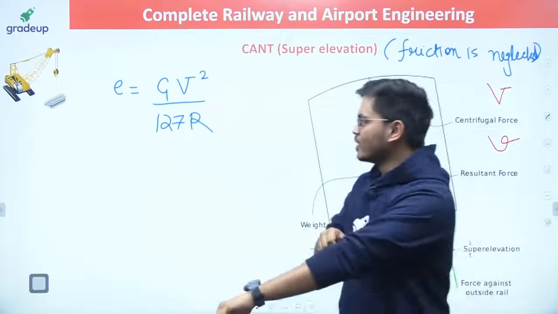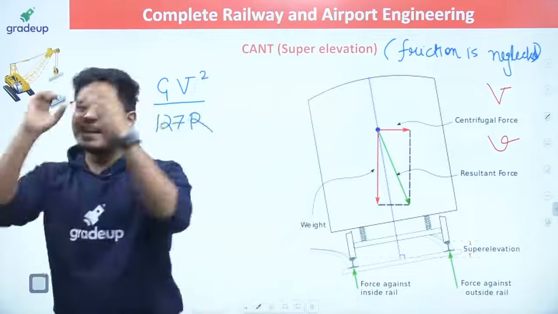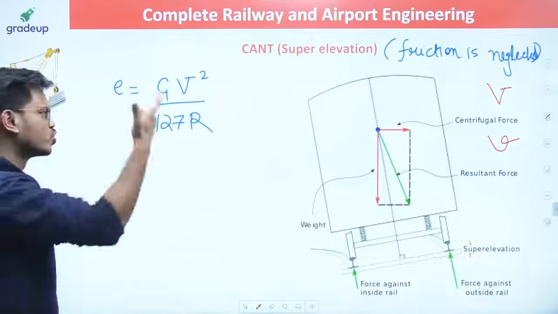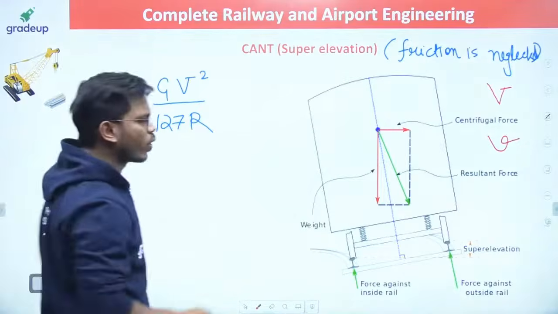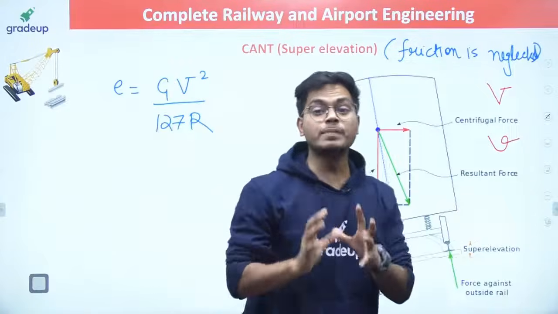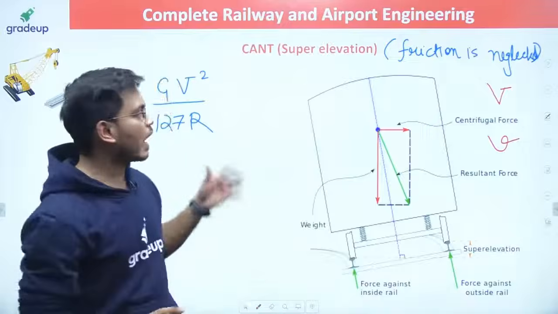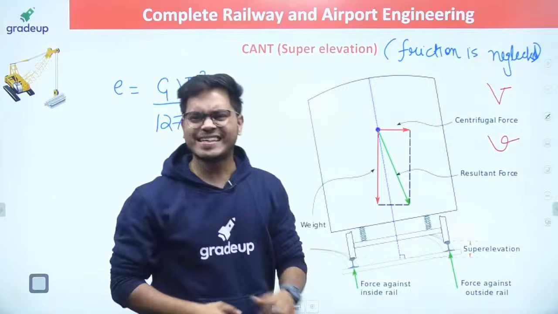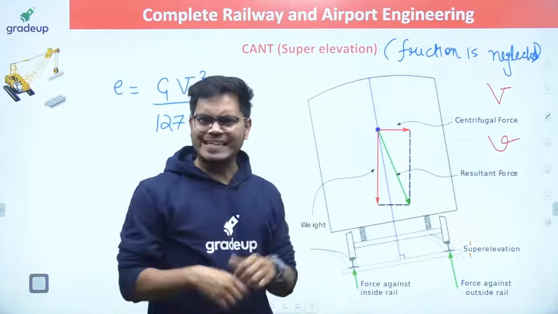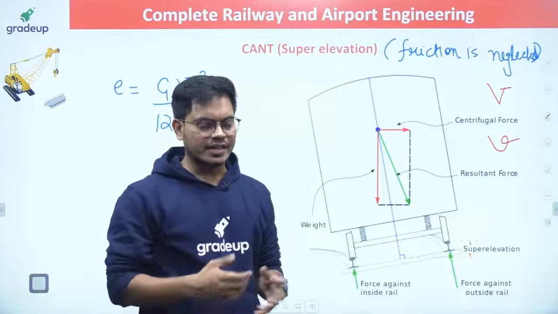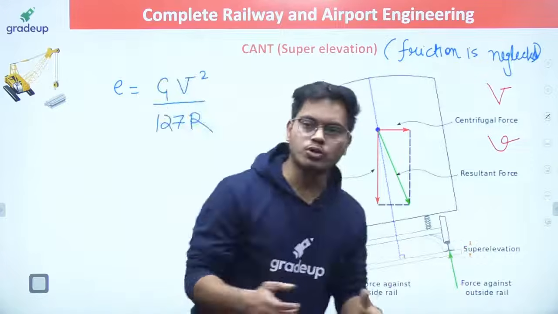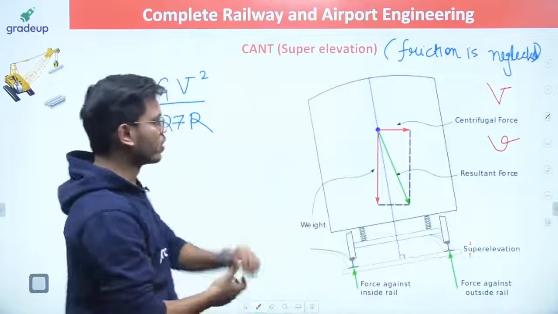So we were here. I was telling you, this is the basic formula of getting the value of super elevation, that is GV square upon 127R. Now I will be telling you about different super elevation, or here I'll be calling it CANT. Can I call it super elevation? Is it any crime? No, it is not any crime. You can call it CANT also. It is perfectly fine.